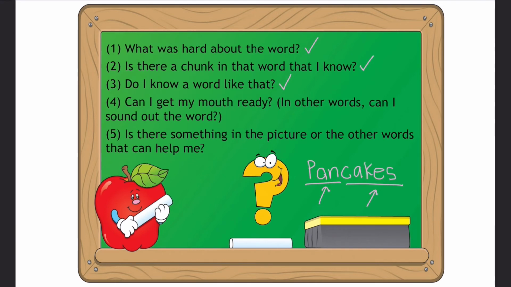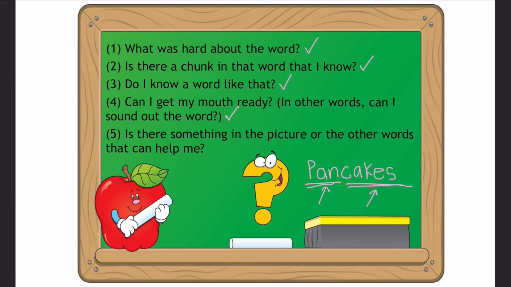Once again, in other words, can I sound out the word? Well, yes, we can sound out the sounds pan and cakes. We know that letters P-A-N spells pan, and C-A-K-E-S is cakes. So now we know how to pronounce the word. It's pancakes. And now that we have answered number 4, we can move on to question number 5.